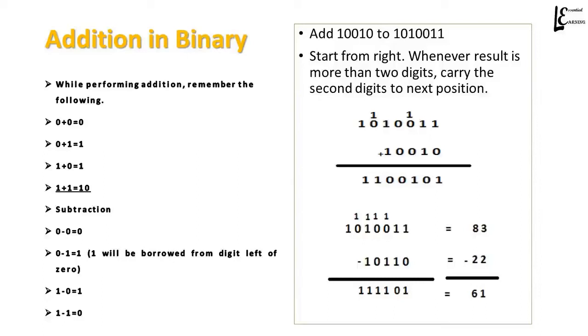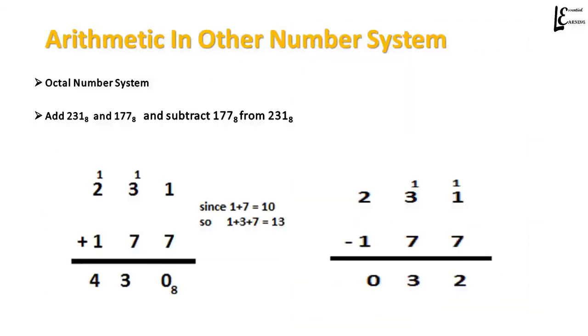And in subtraction, 0 minus 0 is 0, 0 minus 1 is 1 because 1 will be borrowed from the digit to the left of the 0. 1 minus 0 is 1, 1 minus 1 is 0. I am assuming that you are familiar with borrow and carry in arithmetic. So you can understand the problem on the right side of this slide. And if you are familiar with the rules of arithmetic, you can also understand addition and subtraction in the octal number system on this slide.